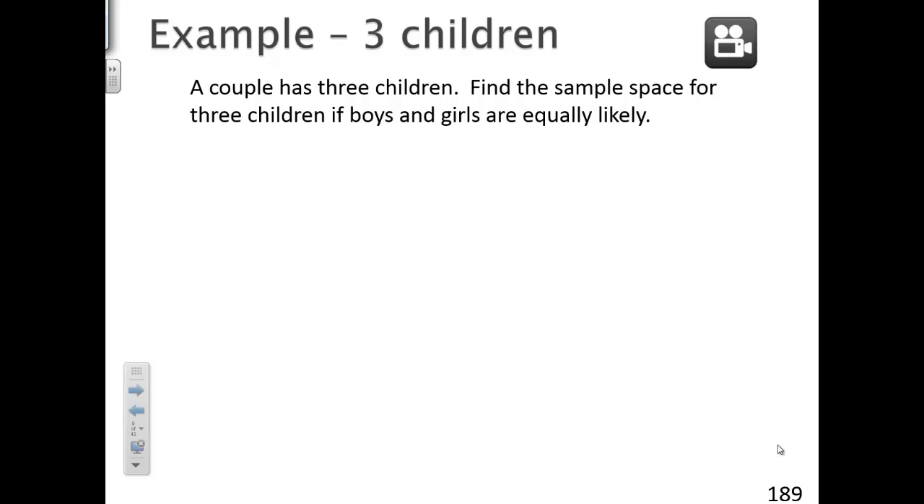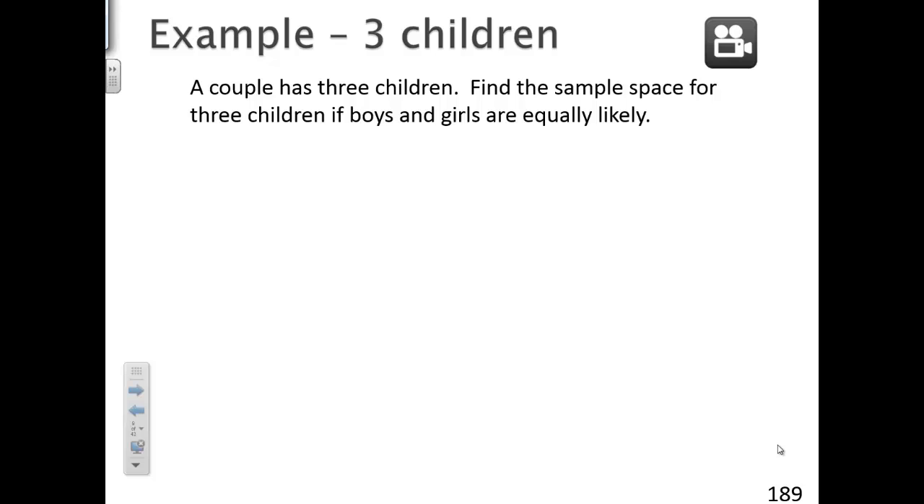Now let's look at an example involving 3 children. This is a recurring example throughout probability. A couple has 3 children. Find the sample space for 3 children if boys and girls are equally likely. So here we're assuming boys and girls are equally likely.